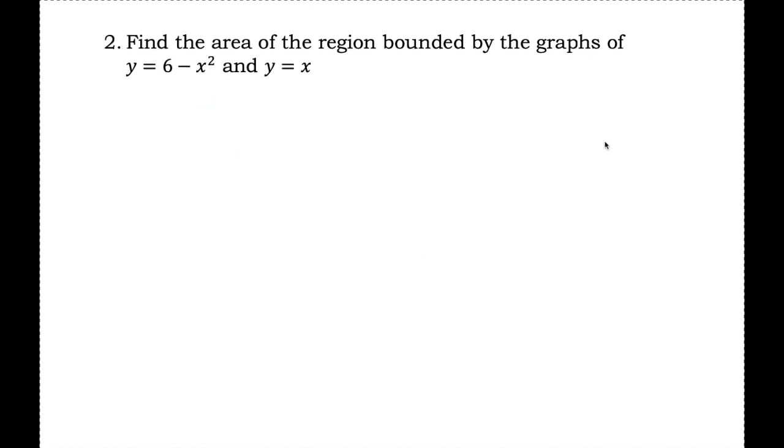Number 2, I'm looking for the area bounded by y equals 6 minus x squared and y equals x. Again, first thing I need to do is sketch this out and see what it looks like. So again, I know what curve is on top, what curve is on the bottom, and those x values that I'm going to need to use for the bounds of my integral. I know 6 minus x squared is going to be an upside down parabola with a vertex at 6. So that's easy enough to sketch out.